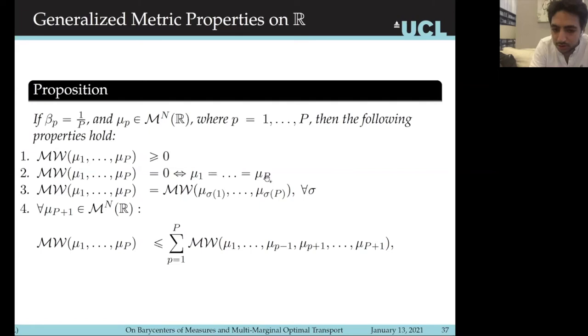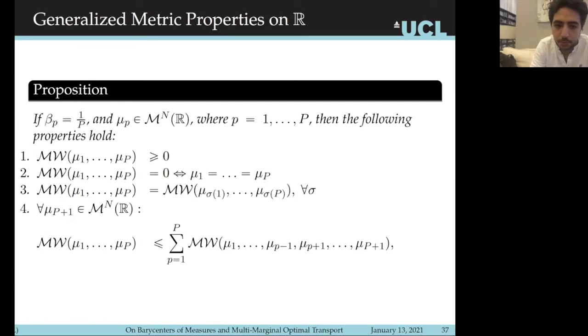It is also invariant under permutations of the measures, which is the analog of the symmetry property of metrics. Under any permutation of the measures, it is equal, and it follows a generalized triangle inequality, which generalizes the triangle inequality to the case where we have p measures. This is under the assumption that the cost structure is uniform, so the weight assigned to each of the measures is uniform.